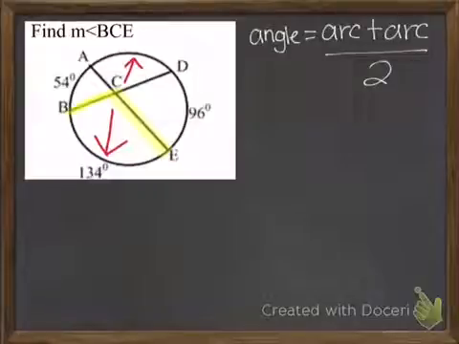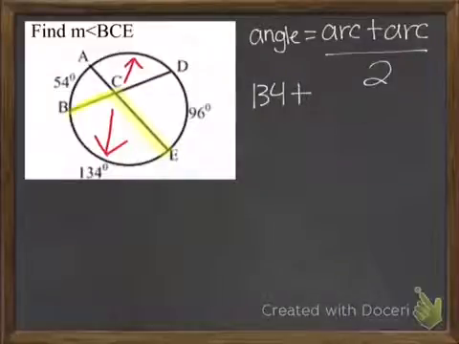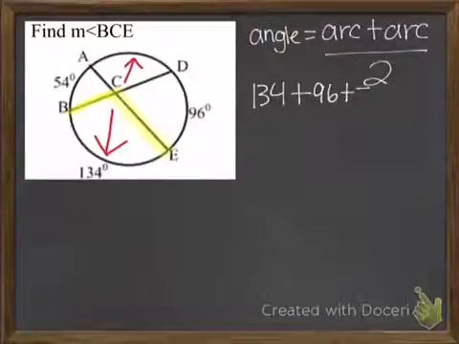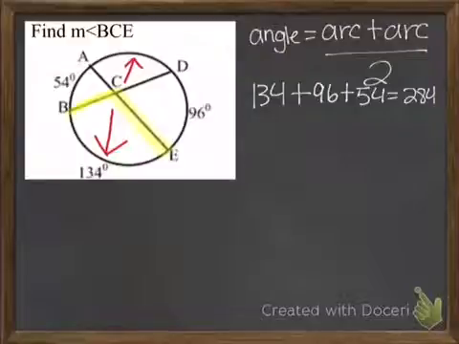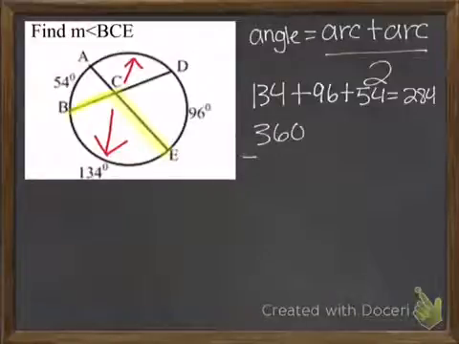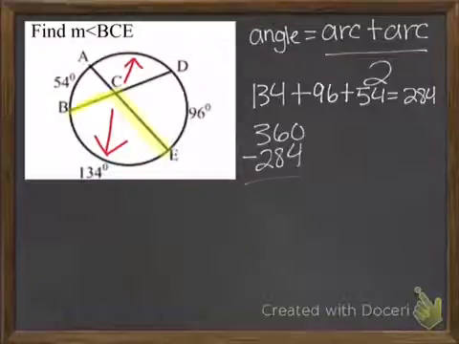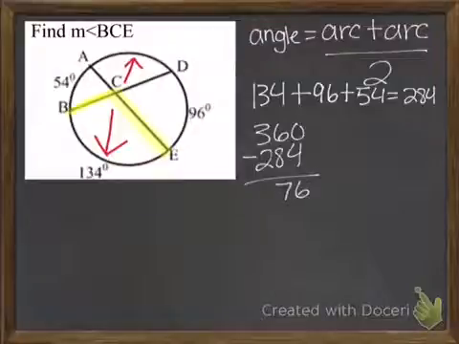So to do that, we're going to add 134 plus 96, and then add 54, and you should get 284. Once you determine that, you have to subtract it from 360, so we're going to do 360 minus 284, and you should get 76.